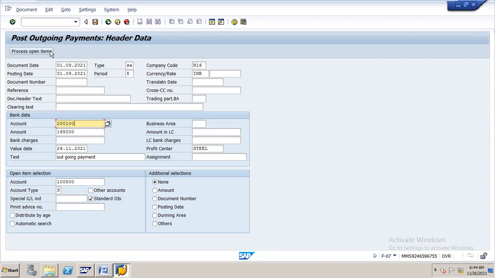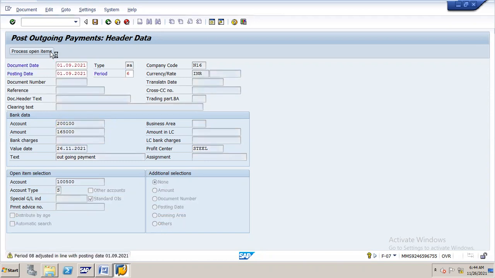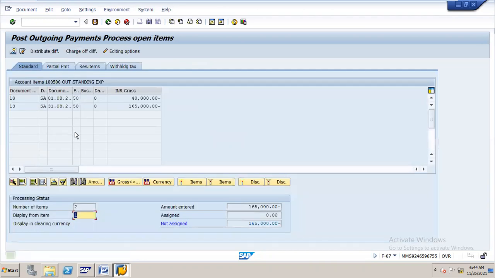Okay. Select process. So here it will show all the line items. I entered 1,65,000 rupees. This is the other item. But I entered 1,65,000 for which invoice? This invoice. Just double click. So against that invoice, I adjusted that amount. Once you adjust that, it becomes zero. The amount is adjusted to that invoice. Yes, save it.